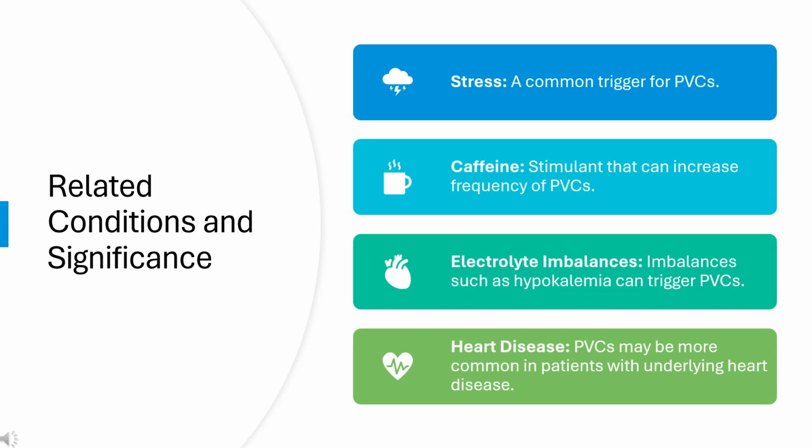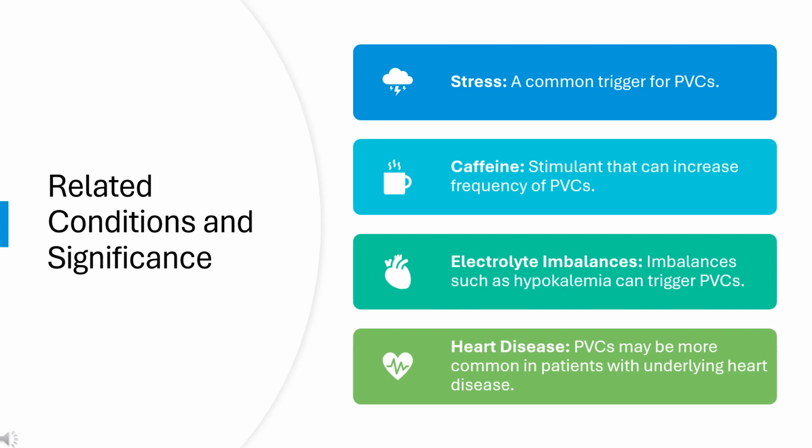Caffeine is a stimulant found in coffee, tea, energy drinks, and certain medications. It can increase heart rate and induce PVCs by stimulating the heart's electrical activity. Individuals who consume high amounts of caffeine may notice an increase in palpitations or the sensation of skipped heartbeats. Advising patients to monitor and potentially reduce their caffeine intake can help manage and decrease the frequency of PVCs.